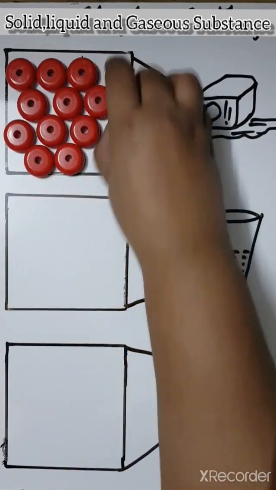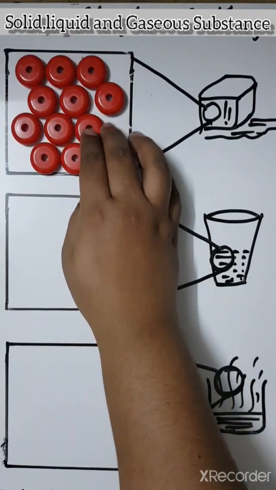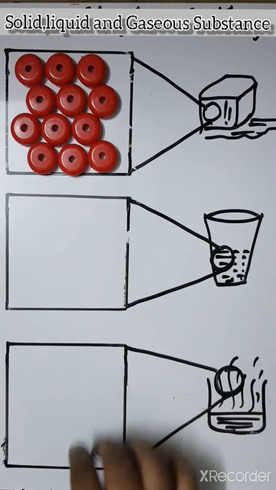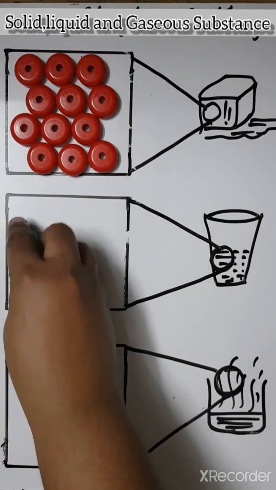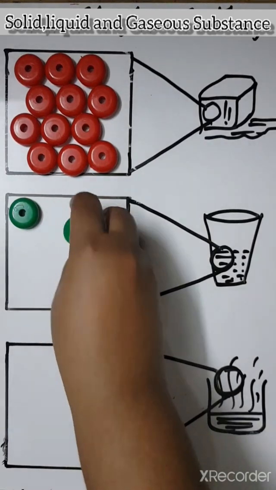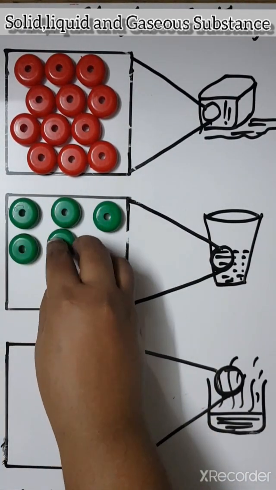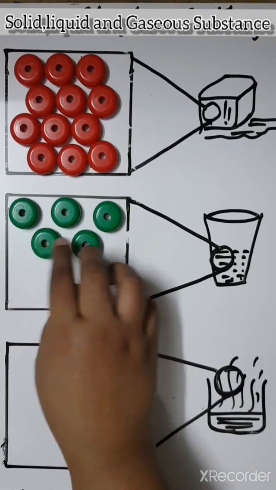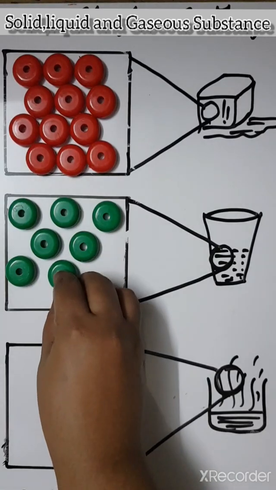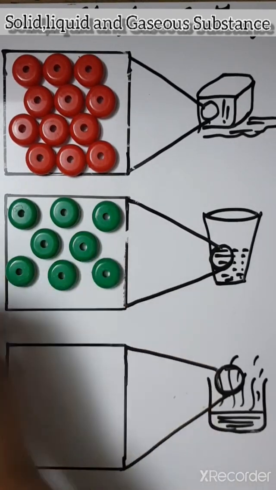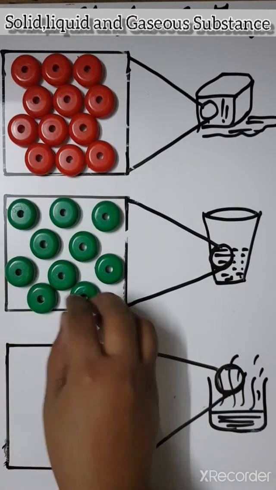These solid state molecules are very close to each other. In a liquid state, these are the liquid state molecules, which I am representing here in the second one. Then we will see the gaseous state molecules. In the gaseous state, what happens to those molecules?